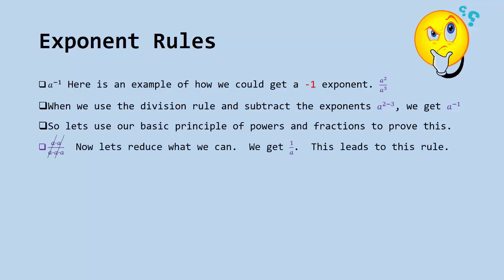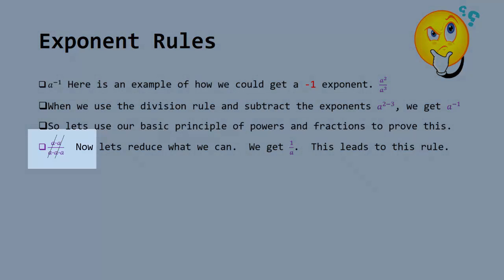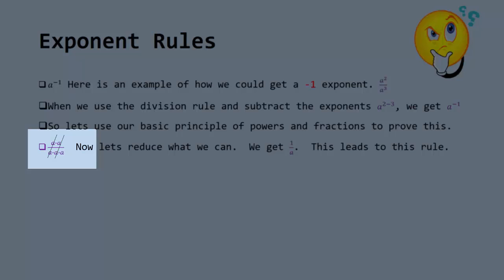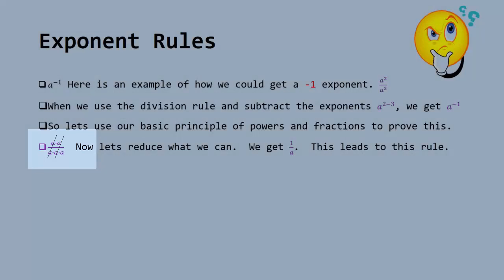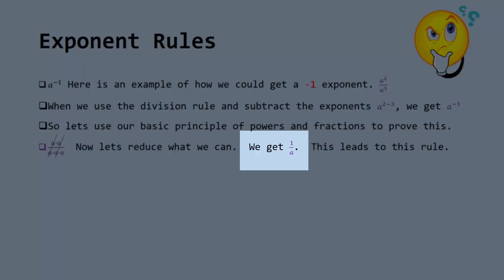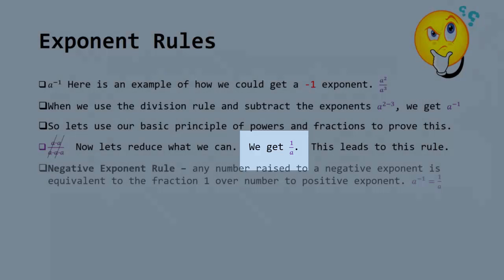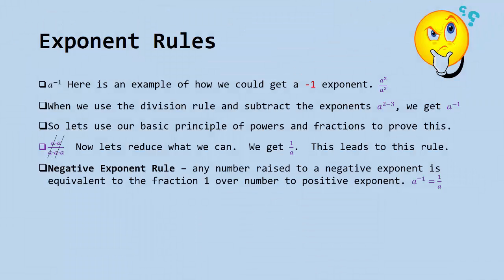So again, you'll notice I wrote a times a on the top of my fraction, and a times a times a on the bottom to represent a squared over a cubed. Now again, you'll notice as we reduce, a divided by a is 1, a divided by a is 1, and so basically I'm getting a 1 on the top of the numerator and a on the bottom. We get 1 over a, which leads to the following rule. The negative exponent rule. Any number raised to a negative exponent is equivalent to the fraction 1 over the number to the positive exponent. So a to the negative 1 is equal to 1 over a.